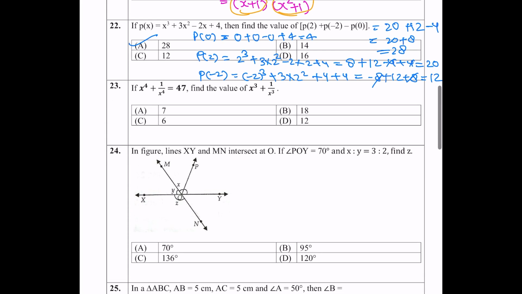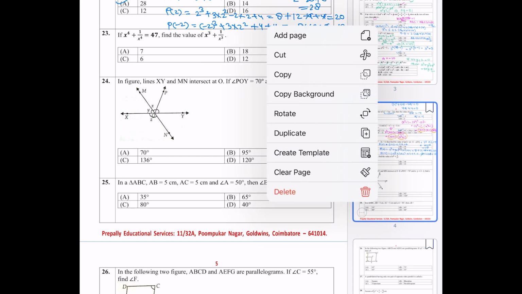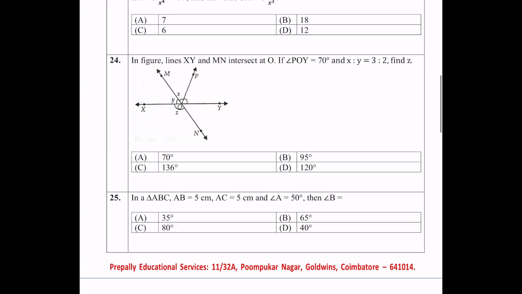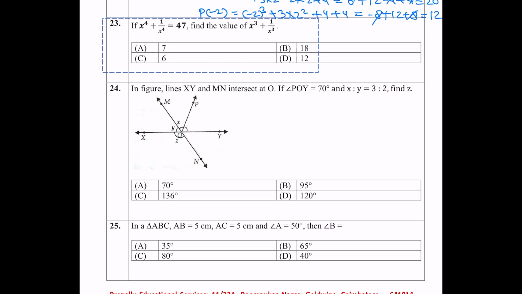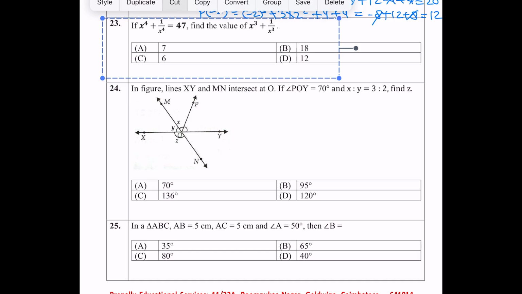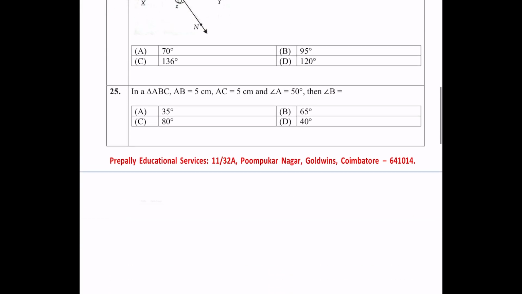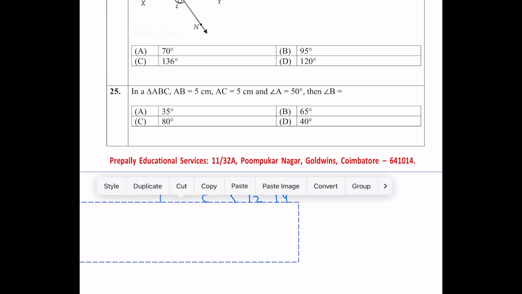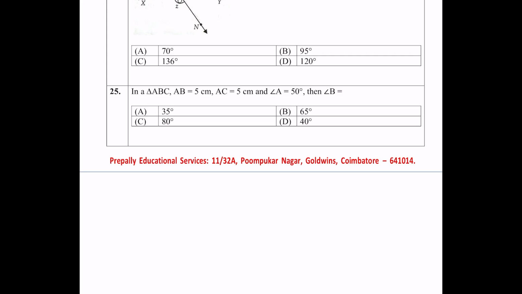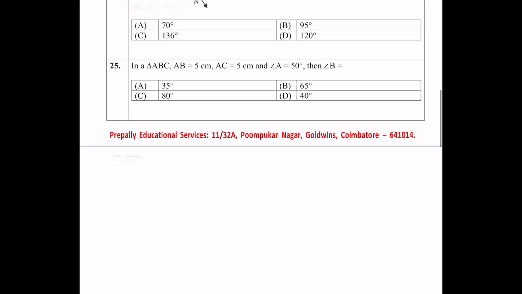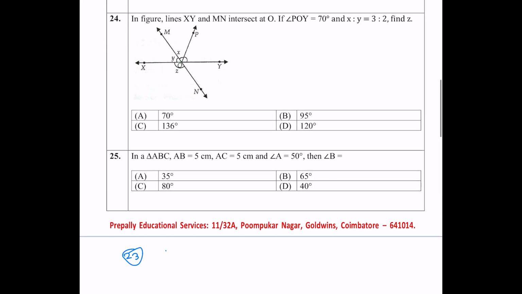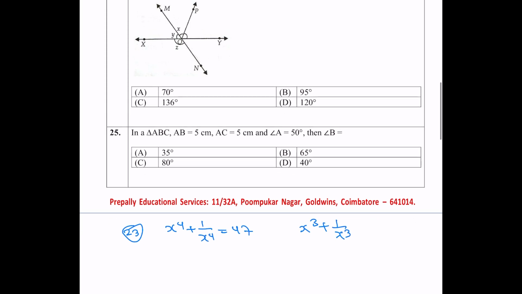Now here is question number 23. So I solved this problem on this page. Basically here in question number 23, this expression is given, and here we have to find the value of this whole thing. So question number 23: here it is given x raised to power 4 plus 1 upon x raised to power 4 is equal to 47, and here we have to find the value of x cube plus 1 upon x cube. This value we have to calculate.